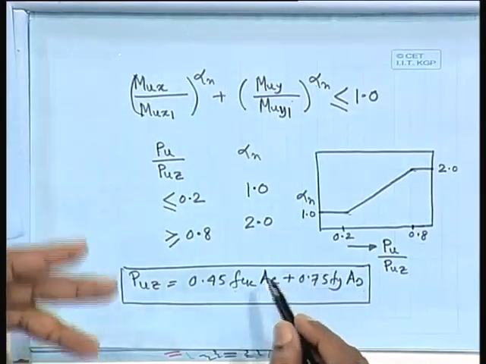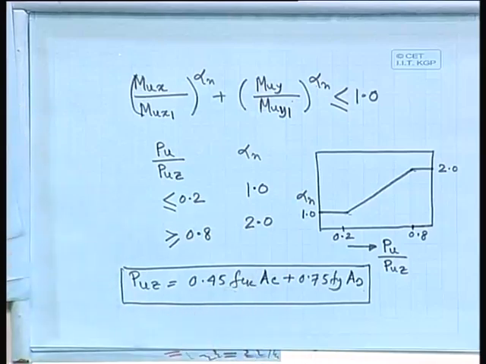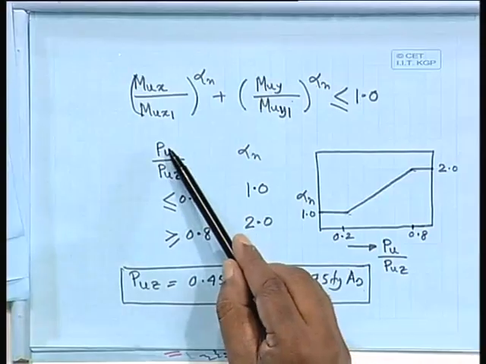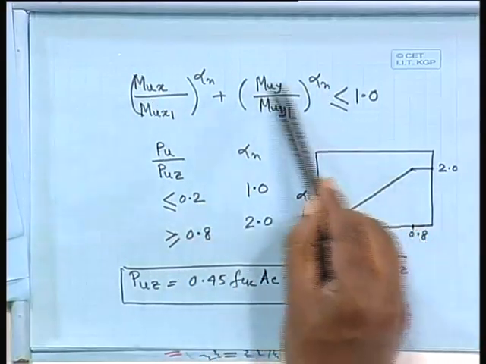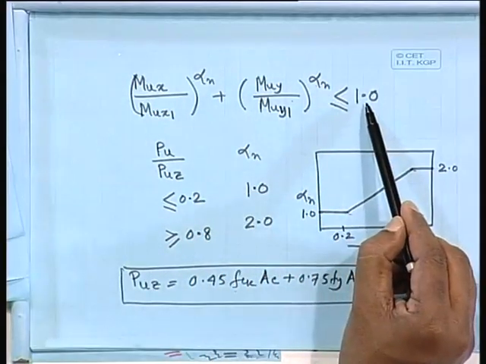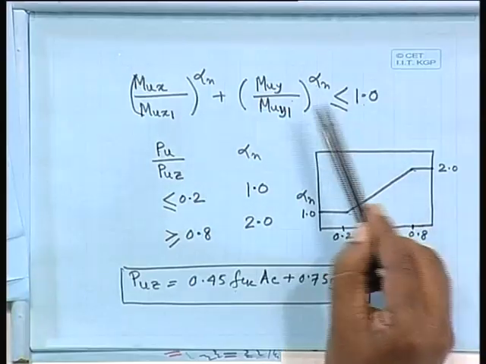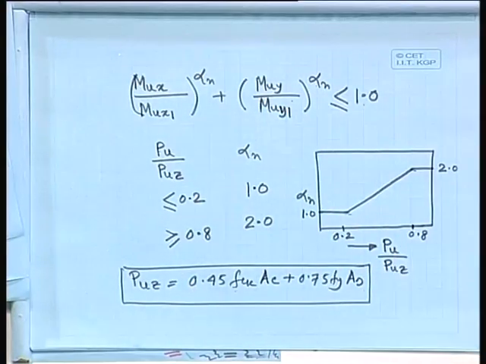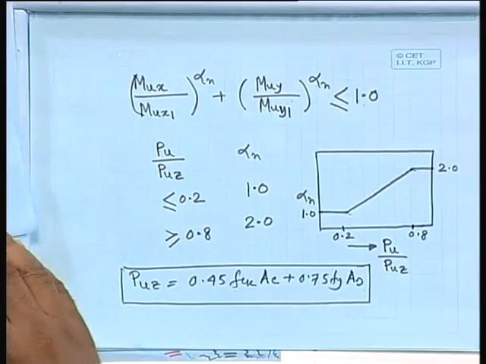So, for biaxial bending, the design is very simple. You find Mux1 and Muy1 for a selected percentage of steel, then you find Puz, find alpha n on the basis of Pu by Puz, and check using this equation that it is less than or equal to 1.0. If it is, you just stop; otherwise you have to change the section or percentage of steel and do the calculation again. That is all we do in biaxial bending.